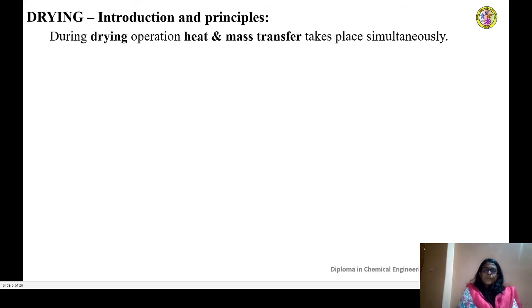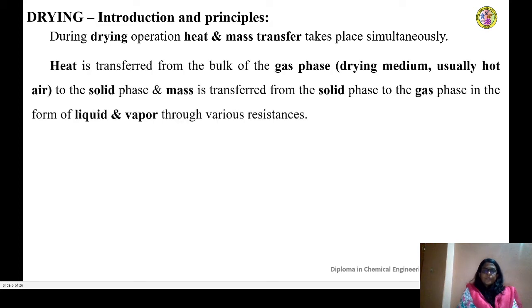Okay, so this is what I meant. In drying, heat and mass transfer occur simultaneously. Heat is transferred from the bulk of the gas phase, that is the drying medium, which is usually hot air. In most drying operations, hot air is used as the drying medium, and that represents the gas phase. The heat is transferred from that gas phase to the solid phase from which you have to remove the moisture. In the same way, mass is transferred from the solid phase to the gas phase in the form of liquid and vapor through various resistances.